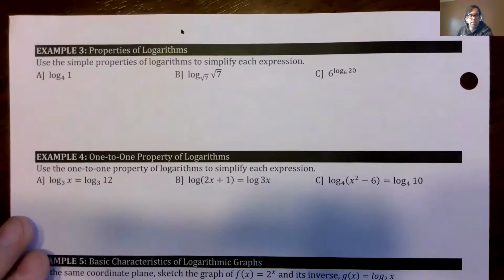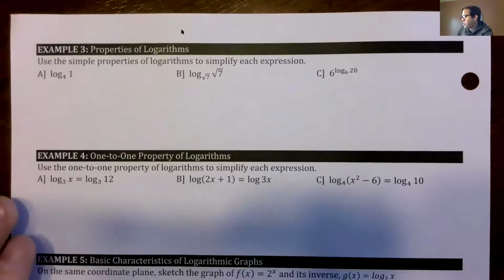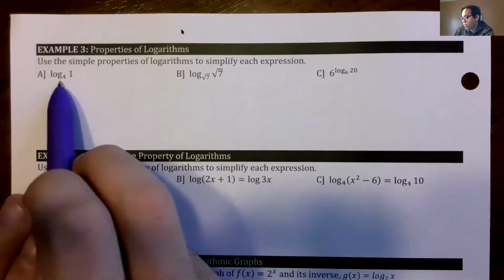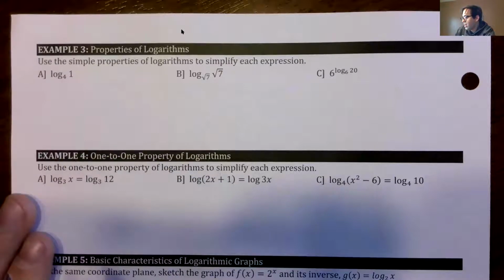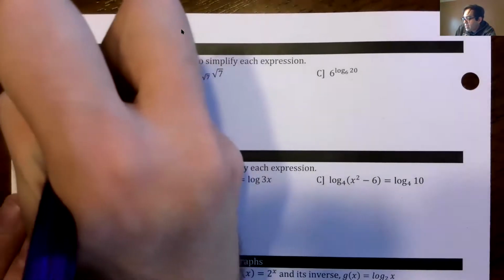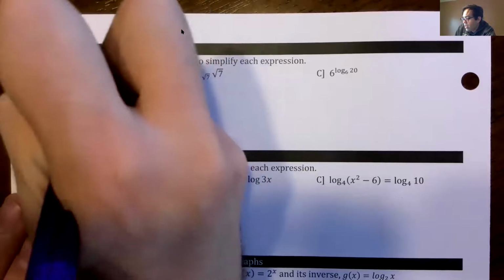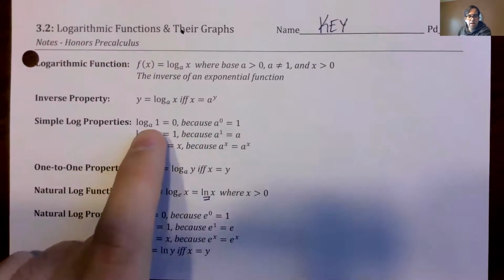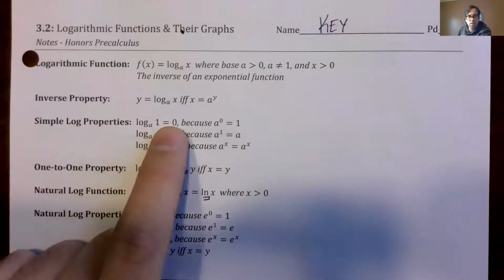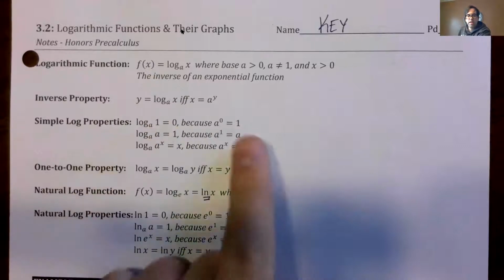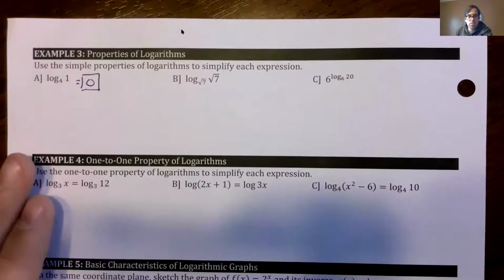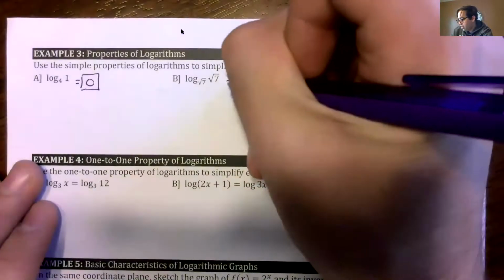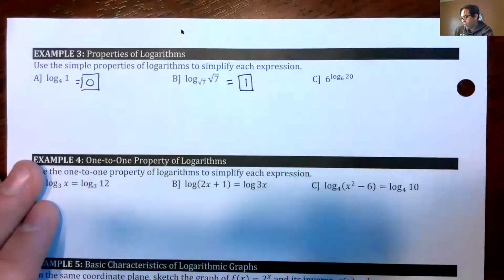Use the simple properties of logarithms to simplify each expression. So let's think this through. In this first one, it's 4 to what power equals 1. And we need to remember that anything to the 0 power equals 1. And that's one of our properties from the front side. We said log base A of 1 is always 0. So the A can be any number. And it even says y, which is what I was just saying. In letter B, log base √7 of √7. So it means √7 to what power equals √7. That's going to be to the first power.